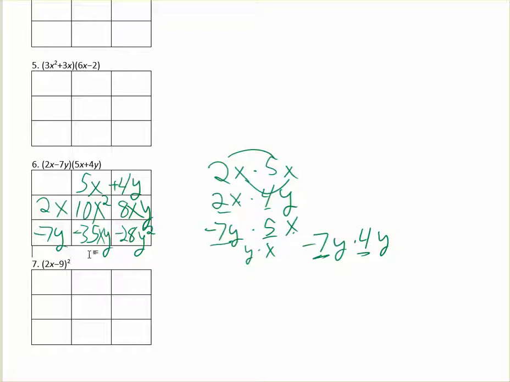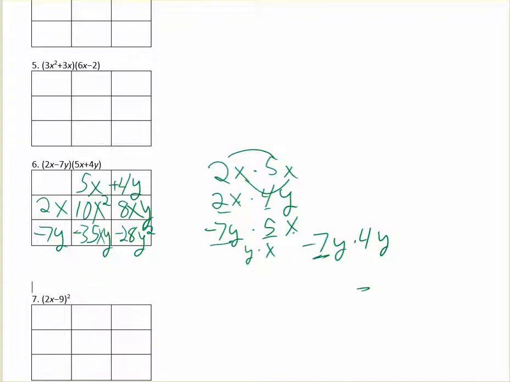Now I need to write the expression that I would have after doing that. So I'm going to type this one. In the first box I had 10x squared. Then I had plus, because there's no sign, so that's a plus 8xy. And then I had minus 35xy. And then minus 28y squared.